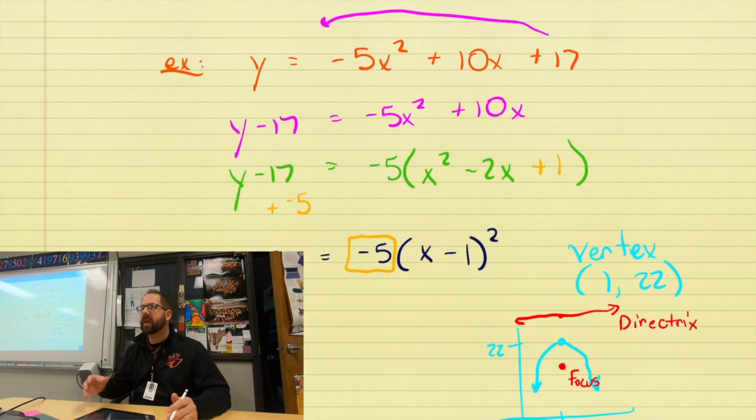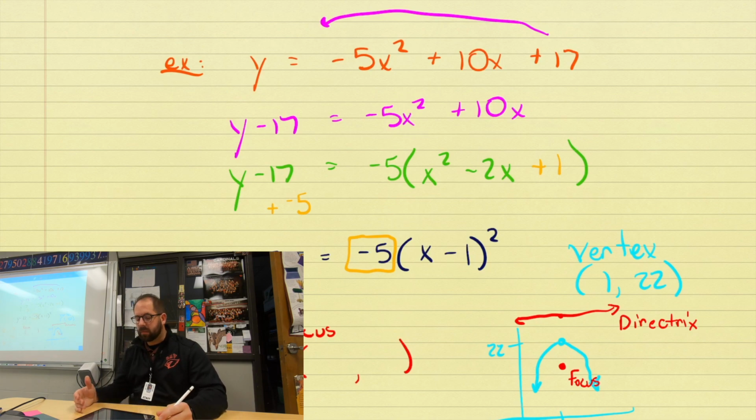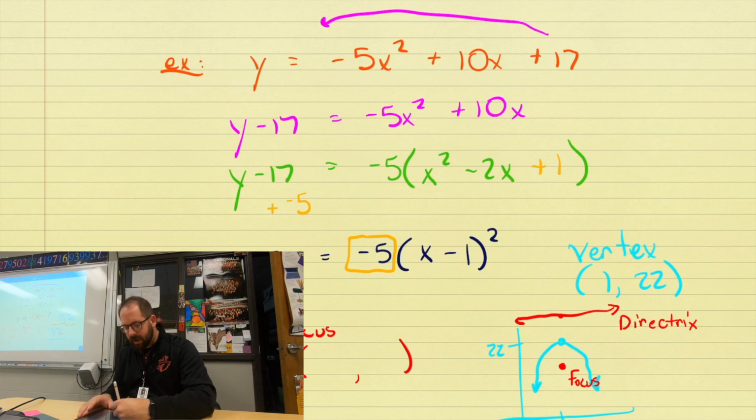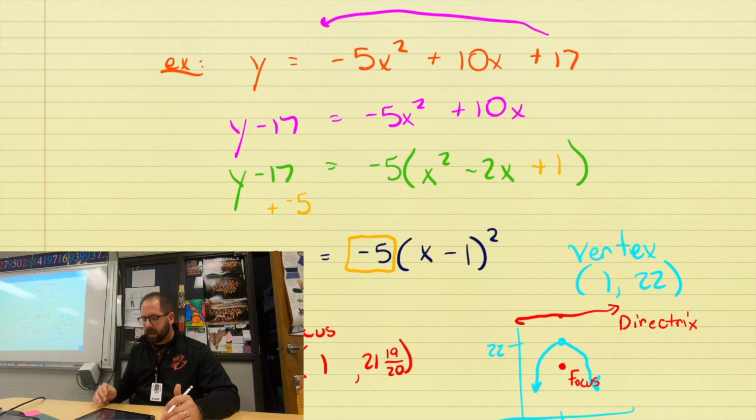So 1/20th is how I get there. So what is the coordinate for the focus? Let's do that one first. What do you guys think? If I have to go down 1/20th from 22, what will I hit? Yeah, I'll hit 1 comma 21 and 19/20ths, because I was at 22 and I went down 1/20th from there.